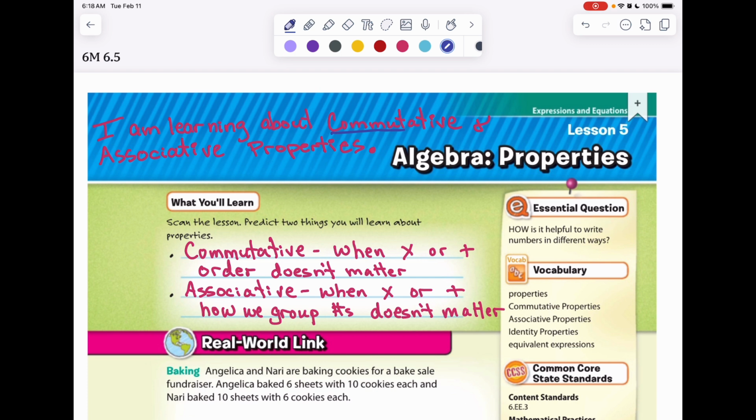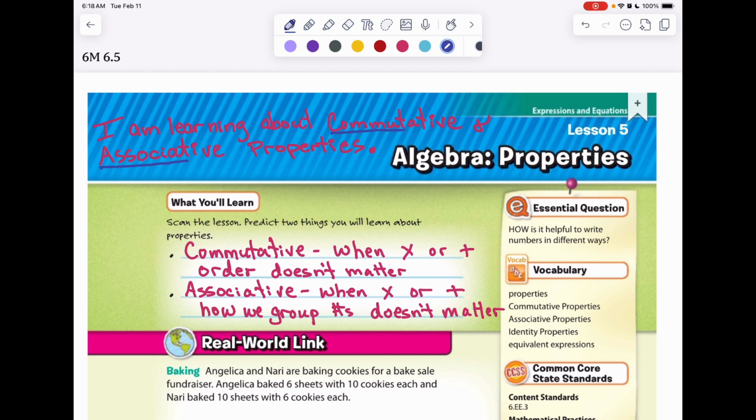For right now, first thing I want you to know is look, the word commutative has the word commute as a base, or as a root. And associative has the word associate in it, okay? That will help you pronounce them and read them, okay? So what are we learning?